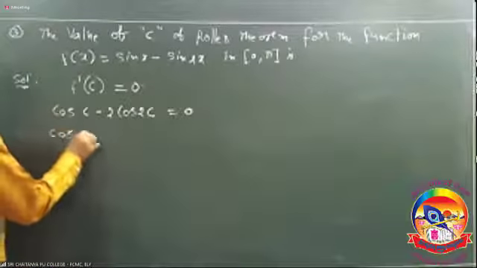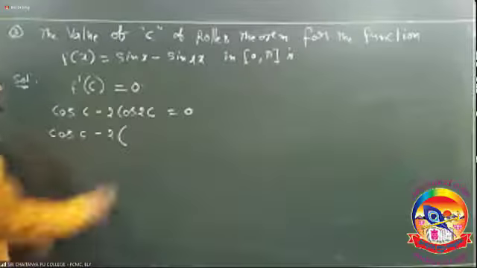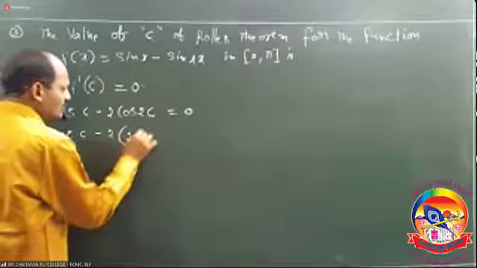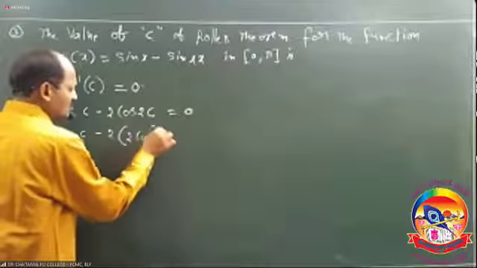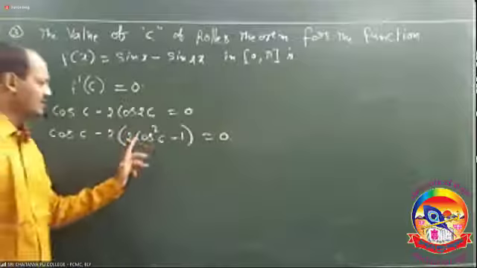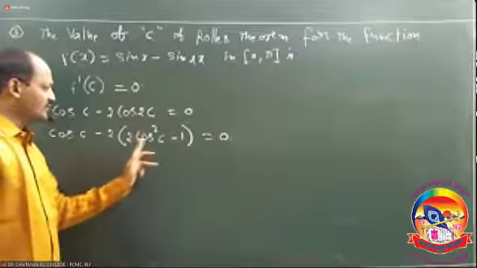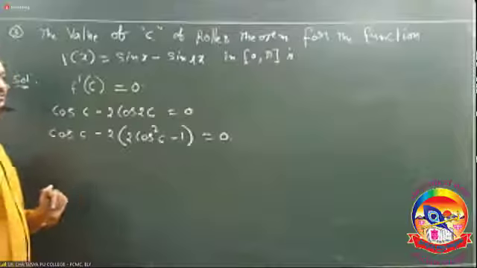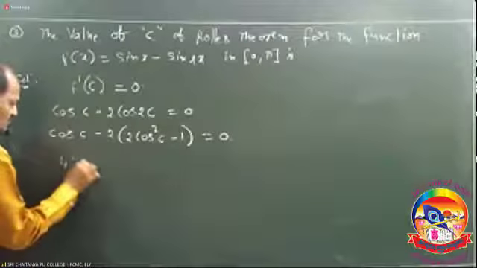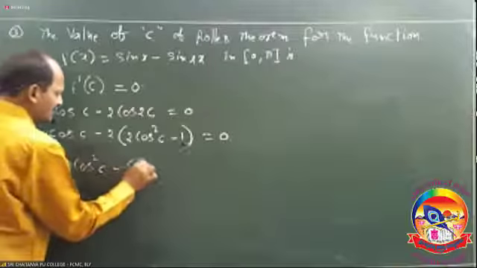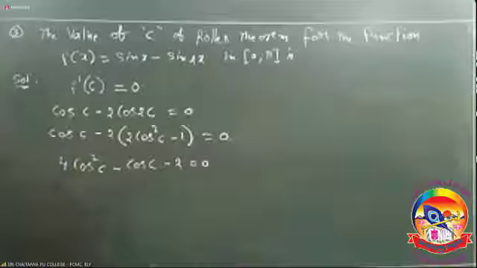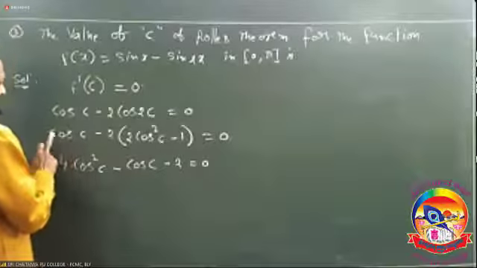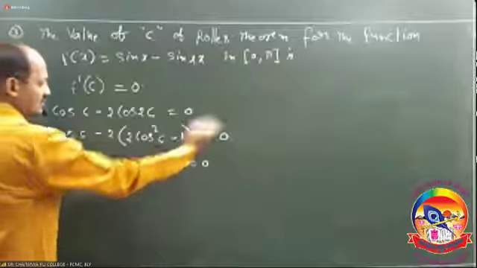Now it is a cos 2 theta form. The cos 2 theta formula is 2 cos square theta minus 1. So cos 2c is 2 cos square c minus 1. Now it is a quadratic equation in terms of cos c. First, cos c minus 4 cos square c plus 2 is equal to 0. Converting the right-hand side, it becomes 4 cos square c minus cos c minus 2 is equal to 0.